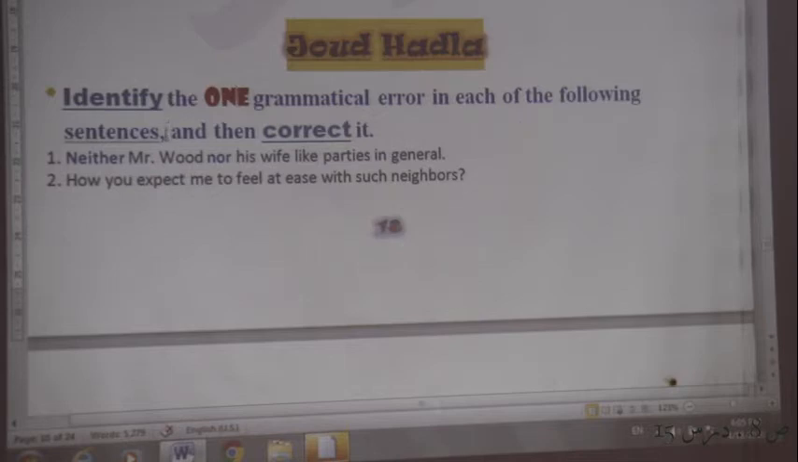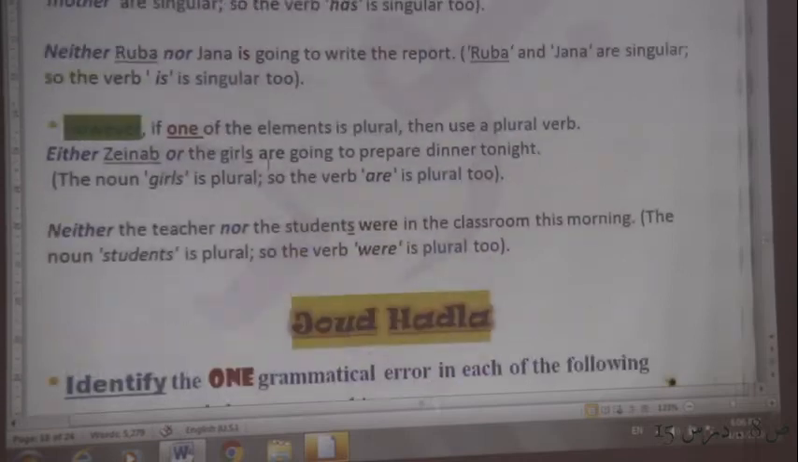So, let's read the following examples. Neither Mr. Wood nor his wife like parties in general. Again, neither Mr. Wood nor his wife like parties in general. Before I correct this grammatical error for you, let me revise the rules of neither nor or either or with you. Here I have the rule for you.